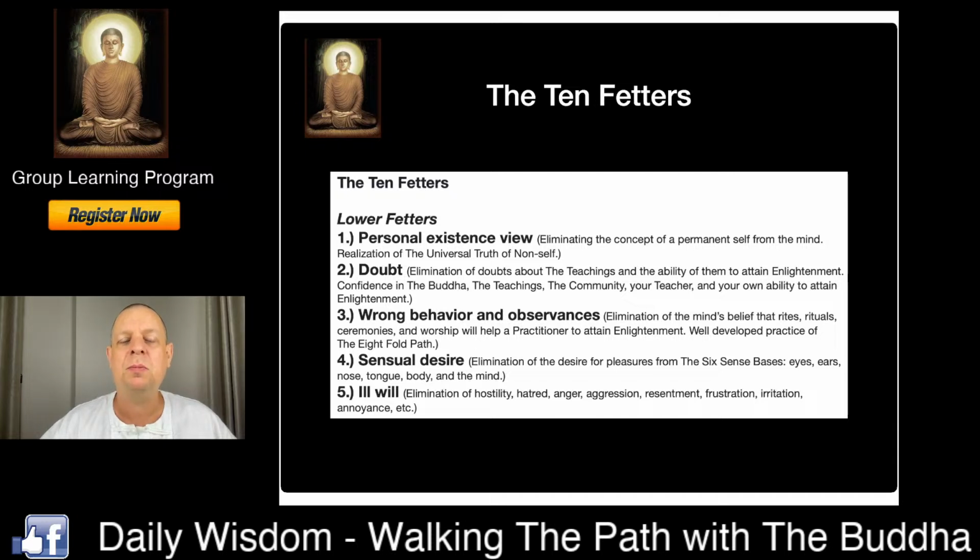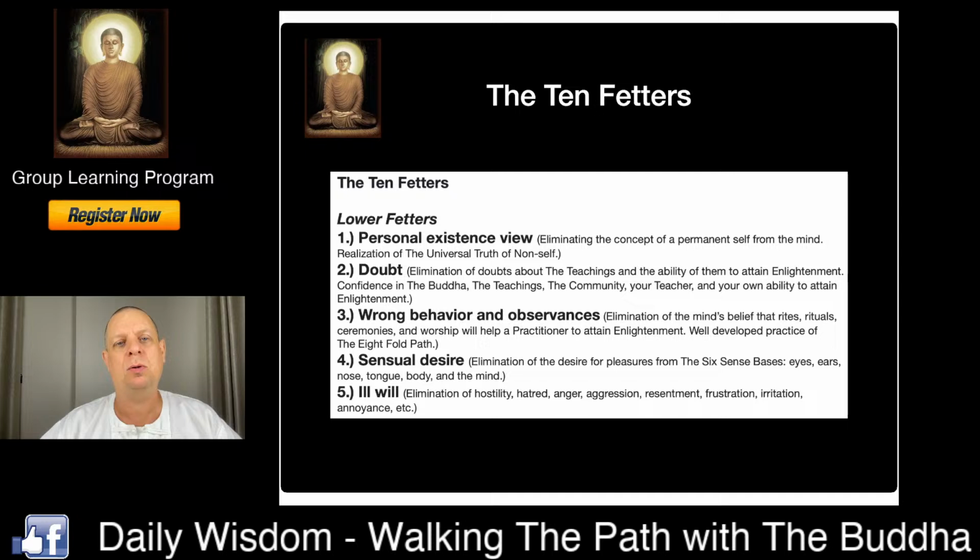You'll have confirmed confidence in the Buddha, the teachings, the community, your teacher, and your own ability to get to enlightenment, because you're actually doing it. You can actually see that it's occurring, that you're working your way towards this enlightened mental state. So if you have doubt in your mind right now, that's completely normal. And you're not going to get rid of it through belief.